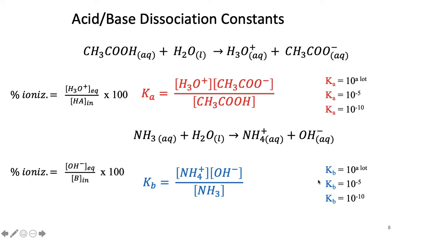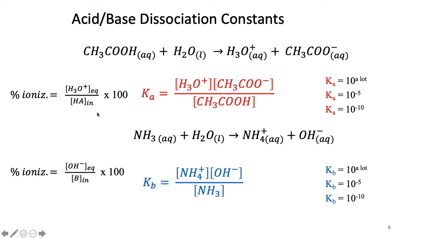That is how we can tell, if we're comparing two acids or two bases, which one is the stronger and which one is the weaker. A stronger acid will have a larger Ka. A stronger base will have a larger Kb value. A weaker acid has a smaller Ka. A weaker base has a smaller Kb.